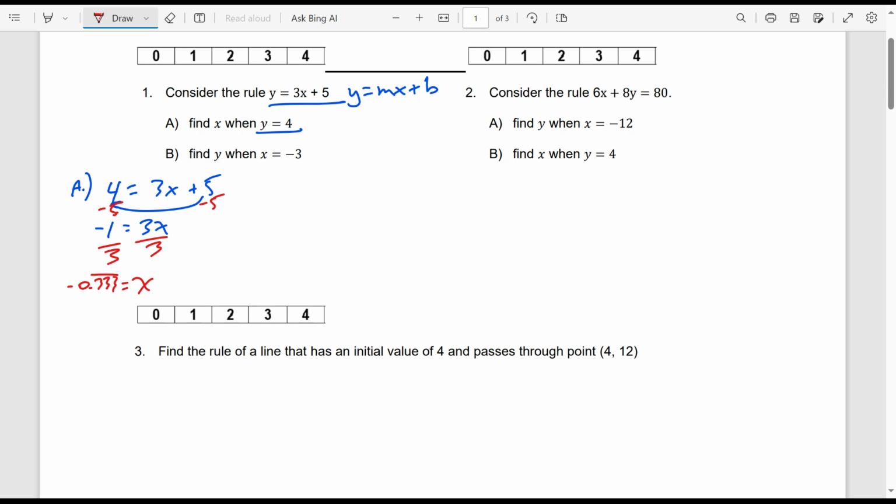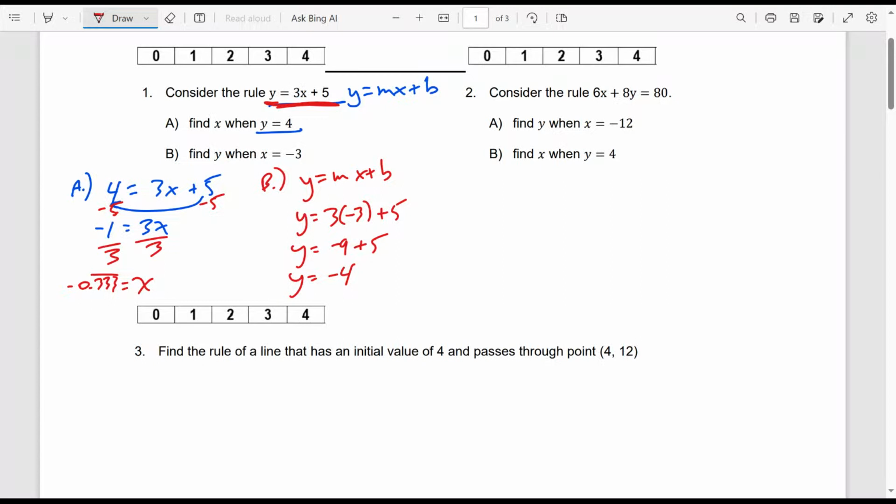So for B, I'm going to have y equals mx plus b. It's saying find y when x is -3. So using the same rule from up top, I'm literally just plugging in that guy. And that's it. So 3 times, I'm just doing bed math now, 3 times -3, y is equal to -9 plus 5, y is equal to -4. So that's all that guy is there.